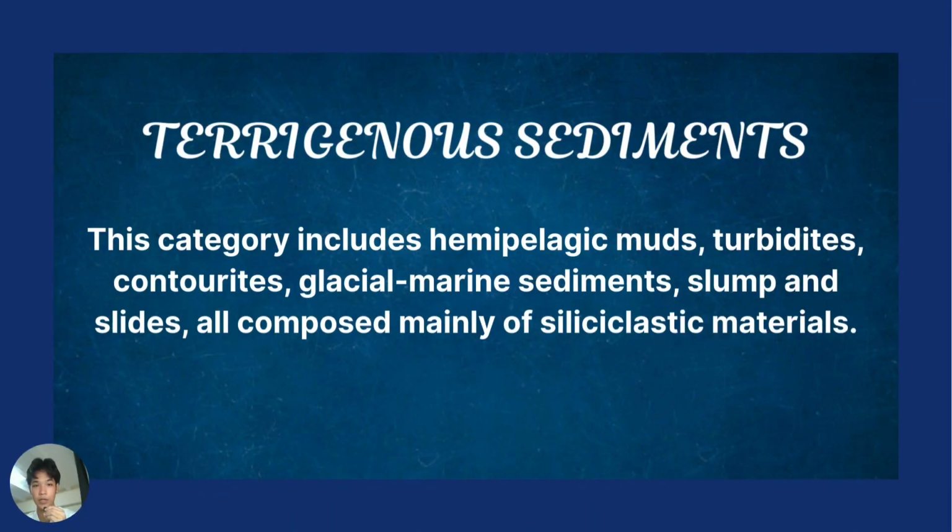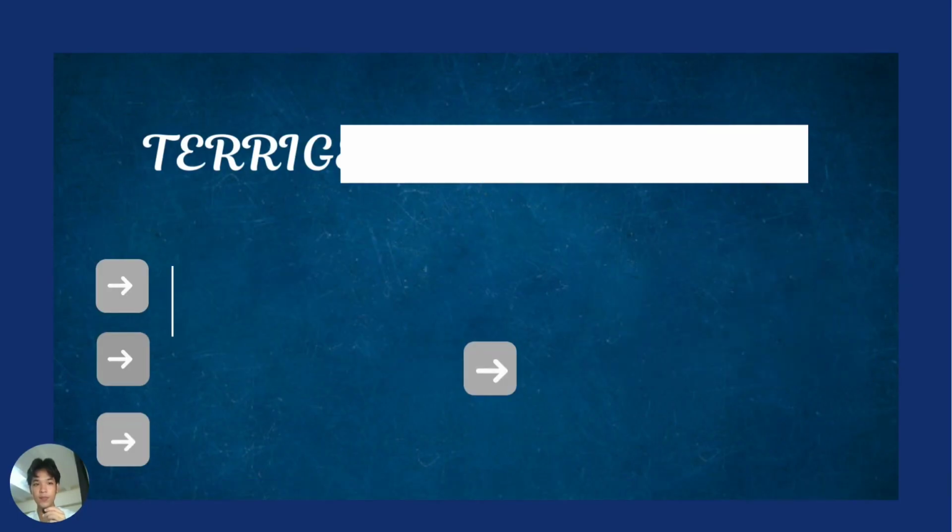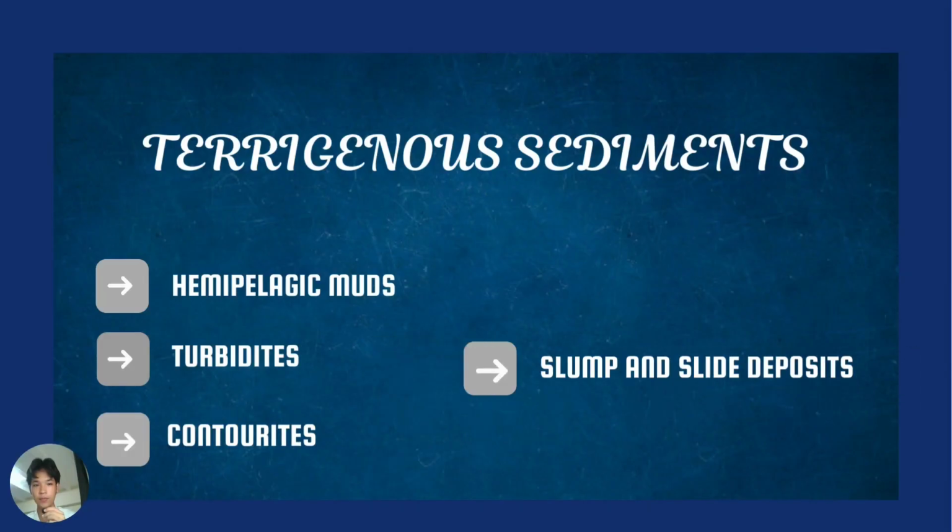Now we have terrigenous sediments. This category includes hemipelagic muds, turbidites, contourites, glacial marine sediments, and slumps and slides, all composed mainly of siliciclastic materials. Under terrigenous sediments, we have hemipelagic muds, turbidites, contourites, and slump and slide deposits.